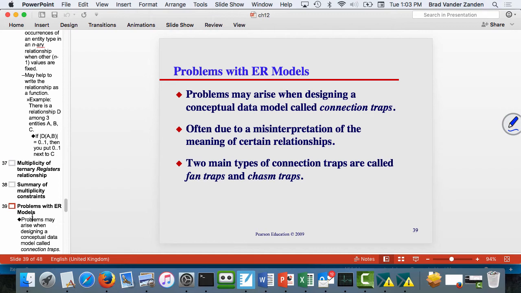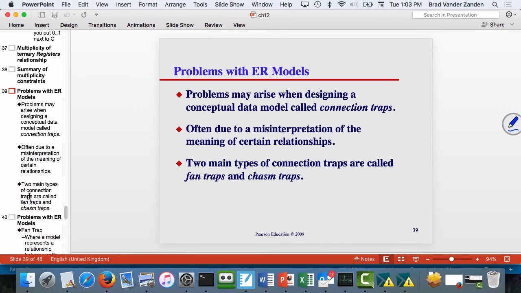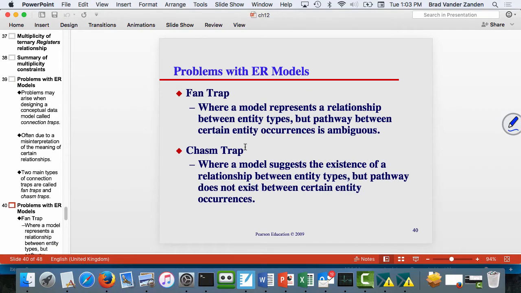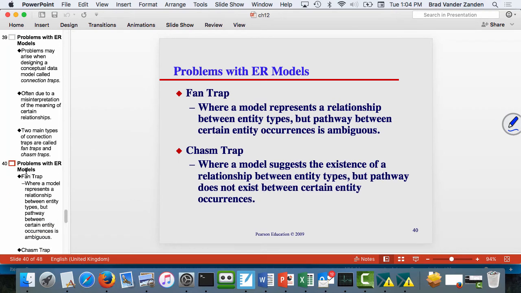There's two other problems that are often called connection traps. And the two main types of connection traps are fan traps and chasm traps. And you often will write it down a certain way and then realize that you could have reinterpreted the relationships to get it in another way. So the fan trap occurs when you have an ambiguous pathway. A chasm trap occurs when it looks like you have a path between two entities, but it doesn't necessarily exist. And we'll illustrate both of those.